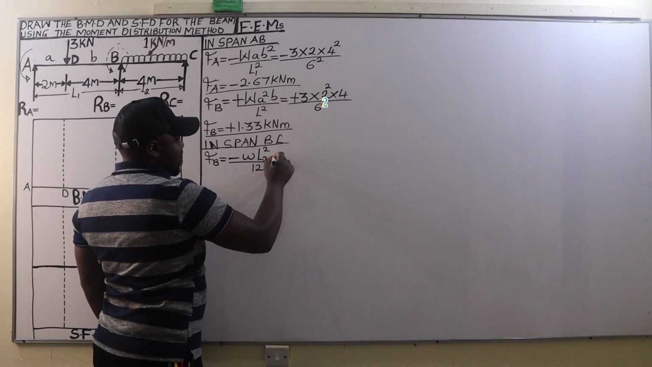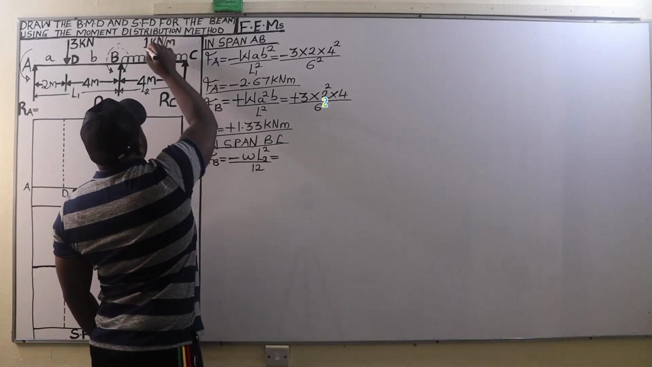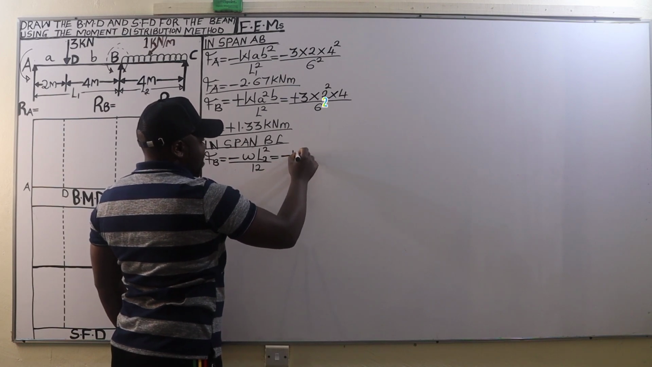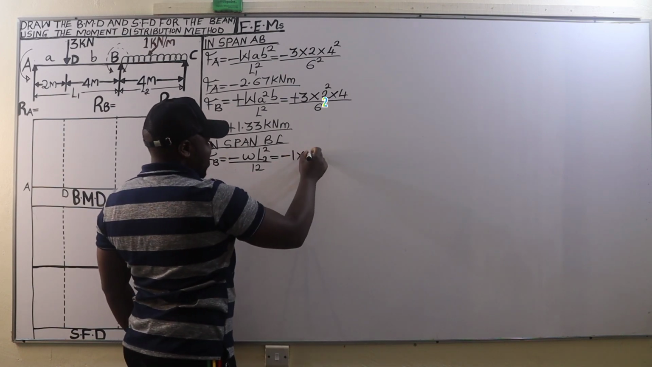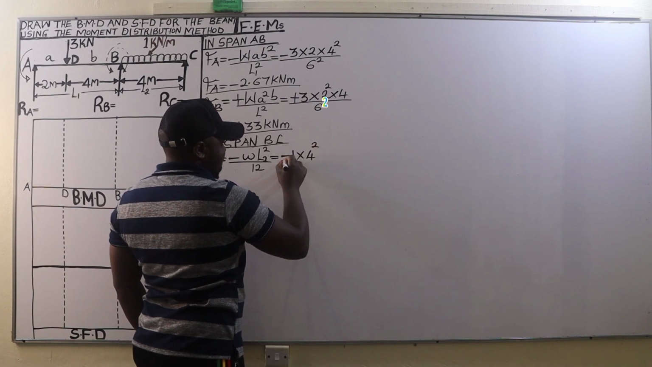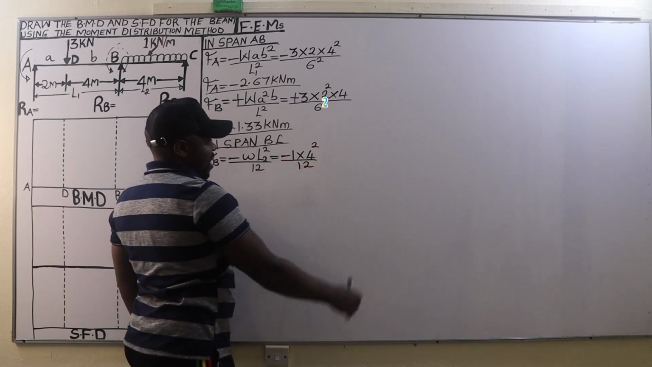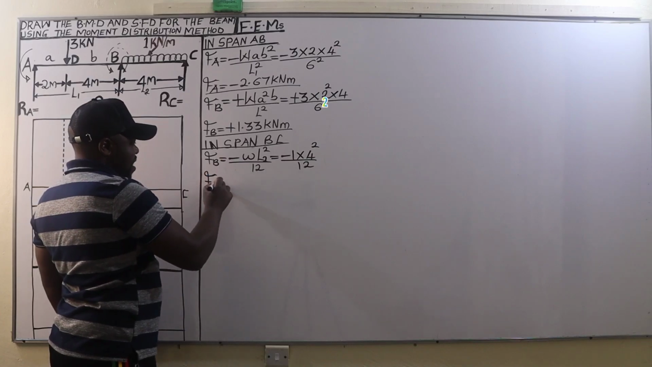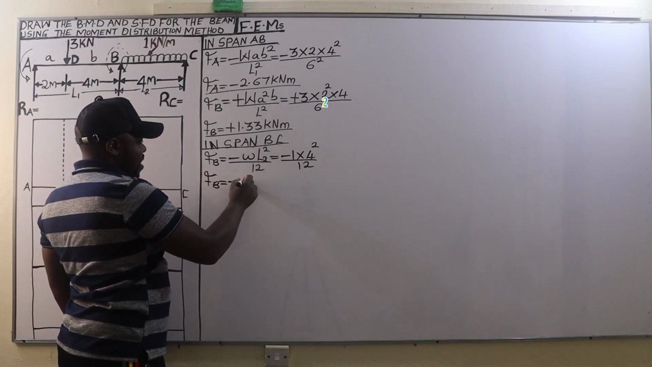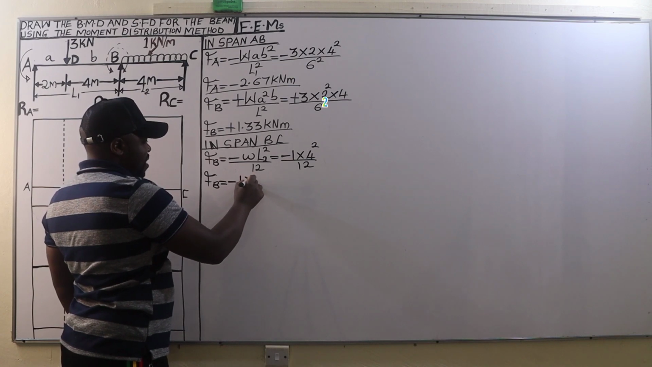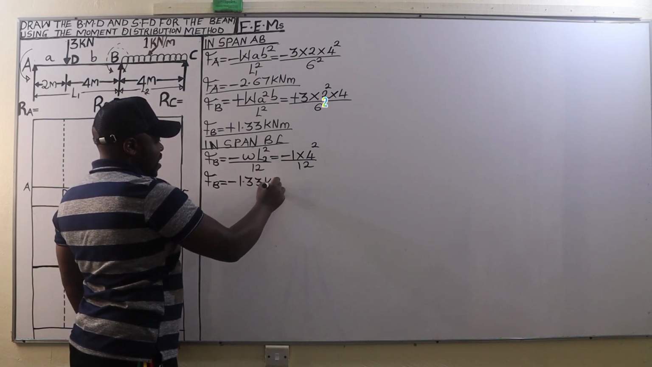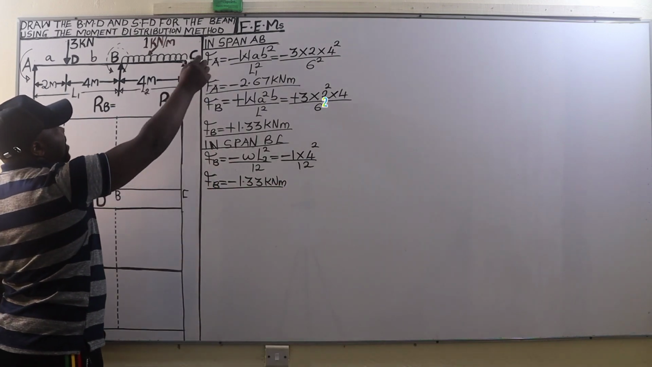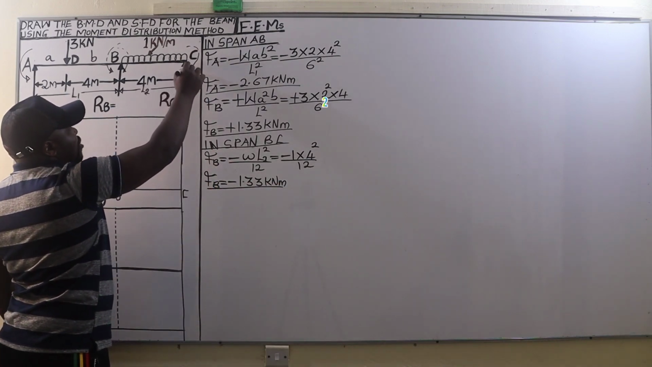In this case, W is 1 kilonewton per meter. Therefore, we are going to have negative 1 multiplied by L2, which is 4 squared, and then we divide this by 12. And when we do that, we are going to get the fixed end moment at B being equal to negative 1.33 kilonewton meter. So we go to the fixed end moment at C, which is going to be a clockwise moment, and it will be given by this formula.